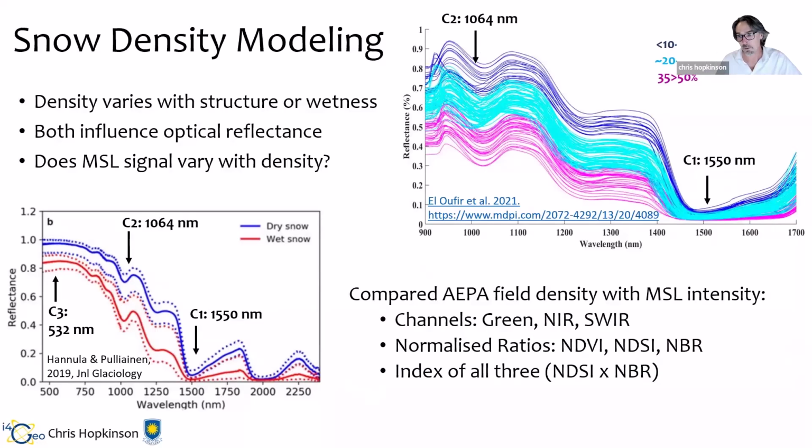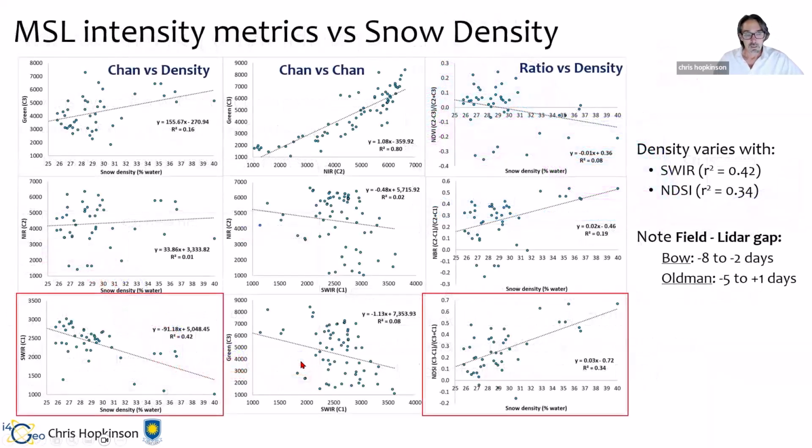So what we did was we took the field density, and then we compared the field densities at the site level with the individual channels, and then with the normalized ratios, and then a variety of indices of all three. And the one I'm going to show you is NDSI multiplied by NBR. So first of all, just the straight out regressions. Noisy, as I think we would expect.